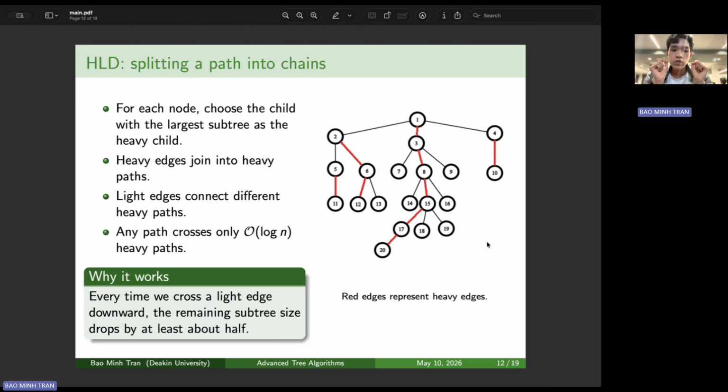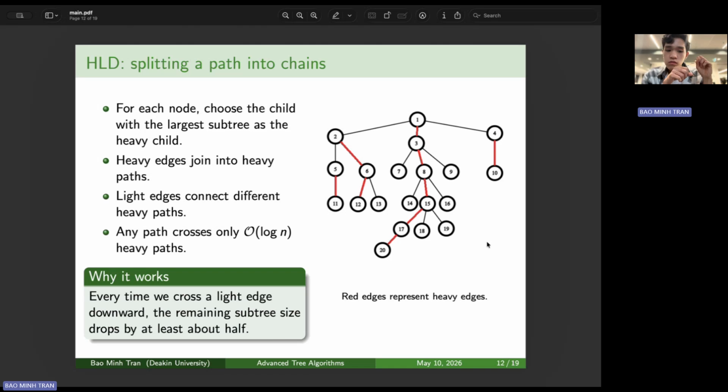What's interesting about this is that the number of light edges you visit in a path between two vertices is at most log n, and thus the number of heavy paths between two vertices is also at most log n. Why is that? I think you can refer to my article. It's going to be so long if I explain it to you. I just want to say something at a high level for you to understand this.